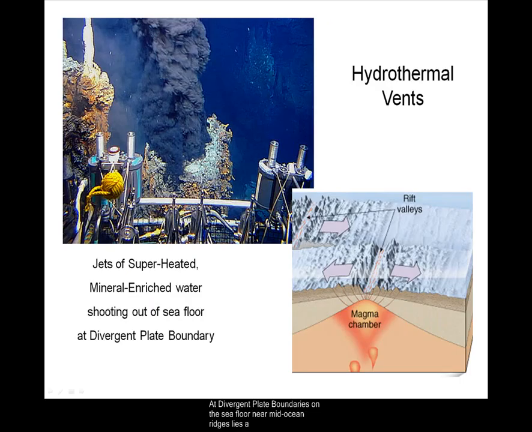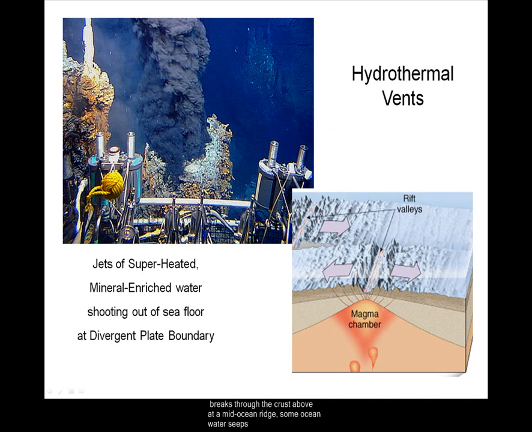At divergent plate boundaries on the seafloor near mid-ocean ridges lies a unique geological phenomenon discovered in 1977: hydrothermal vents. Although the fluid looks like black smoke, and hence the name black smokers for this type of vent, it is actually superheated ocean water that gets darkened by the huge amount of minerals it has dissolved.